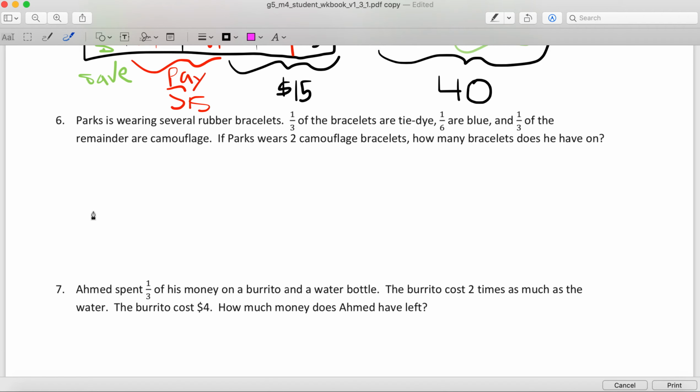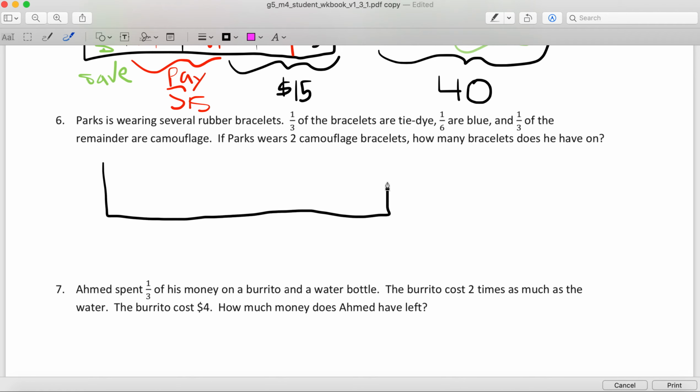There are a couple of different ways to do this problem because they actually tell us how many camouflage bracelets. It says one third of the remainder, so one third of some number is equal to two. But let's take it from the very beginning. One third of the bracelets are tie dye and one sixth are blue. How about we divide this into 6 parts? Because it's very easy for us to get thirds out of 6.